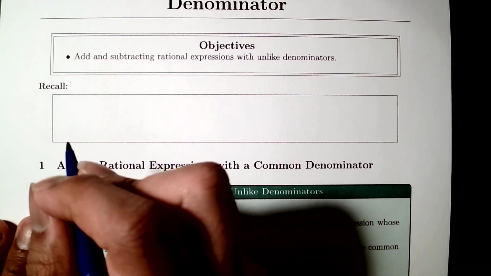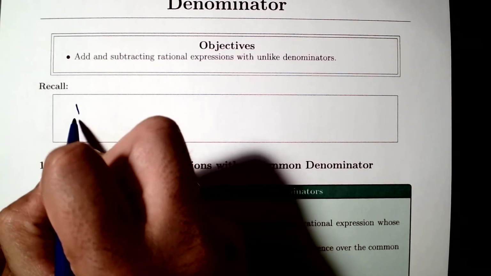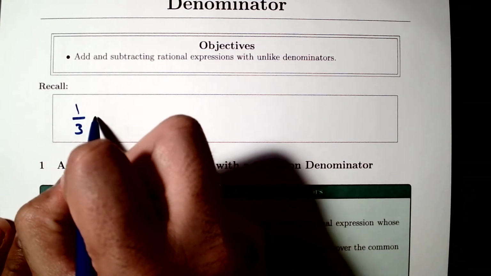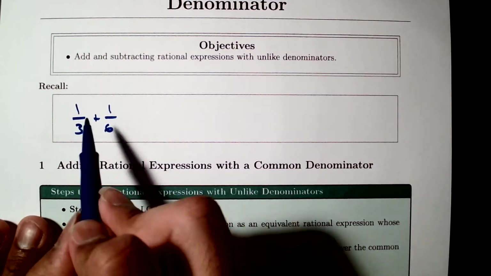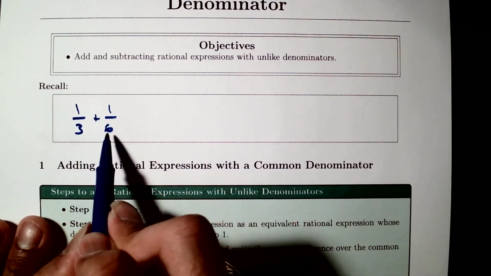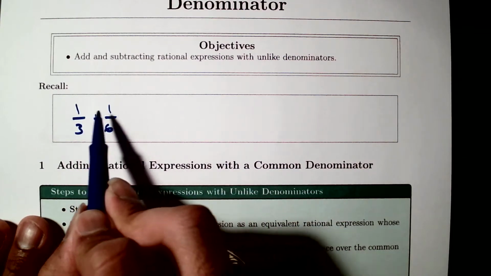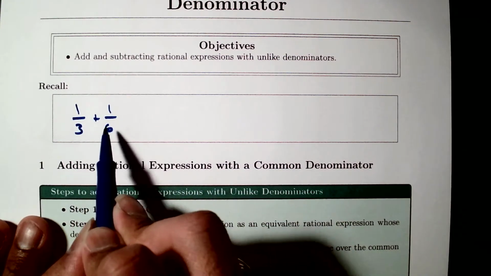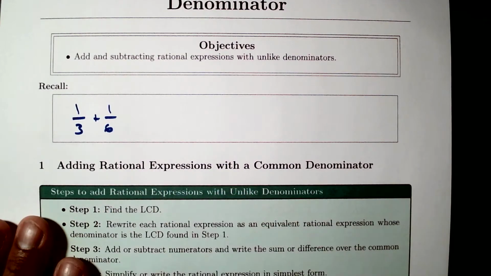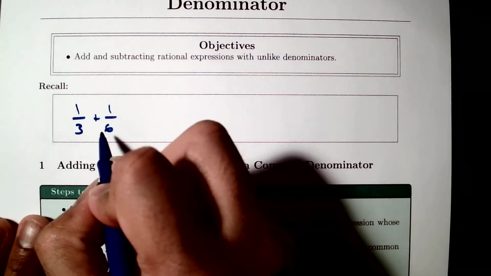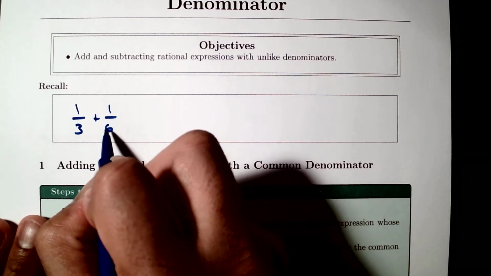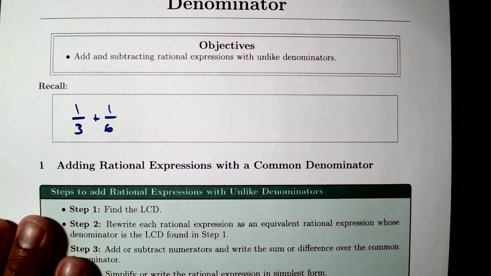So when we add 1/3 plus 1/6, in this case we cannot add 1 plus 1 and 3 plus 6, getting 2 over 9. That's not the correct way to solve this problem. In this case, we need to find the least common denominator. That is a number that divides both 6 and 3 evenly.